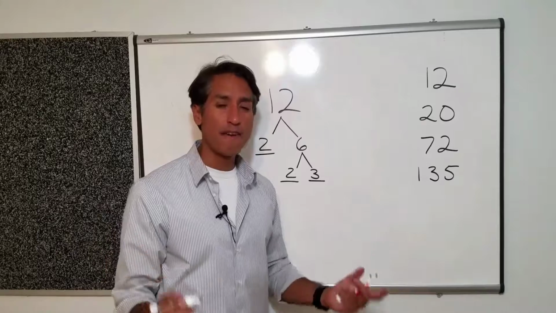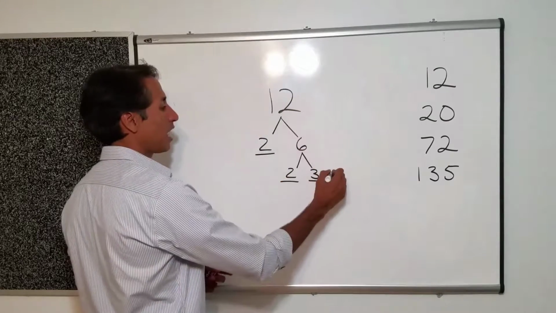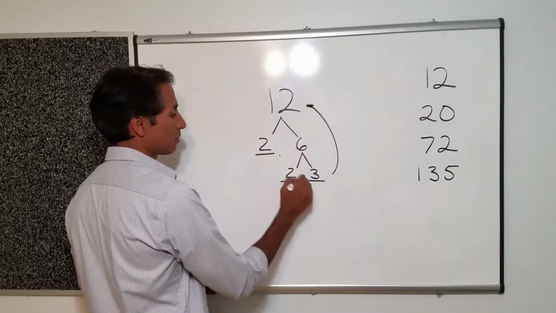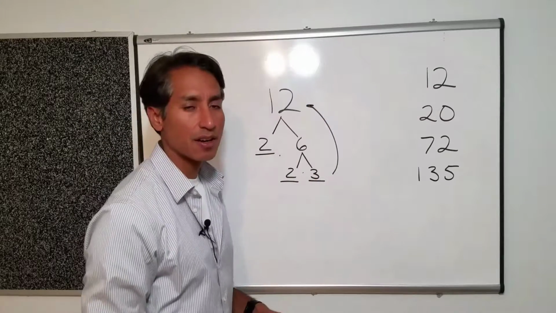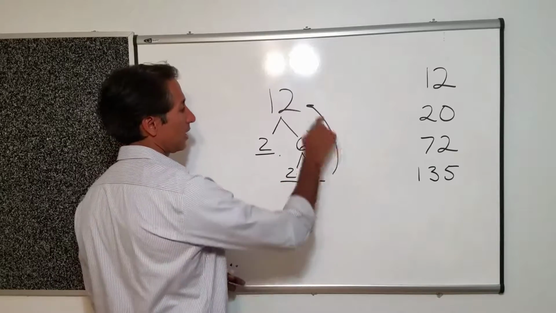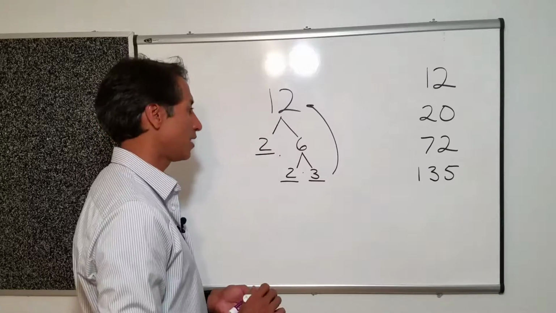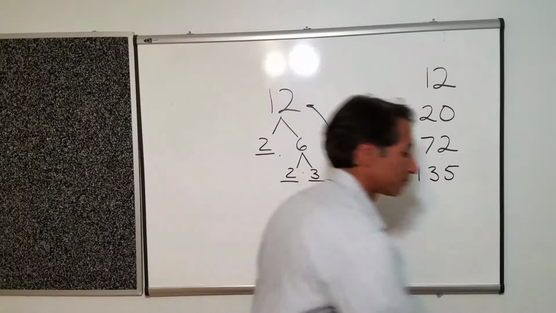And because they're factors, that means that in order to get back up to this top number here, you can just multiply all these guys together. And it should work out. 2 times 2 is 4, 4 times 3 is 12. And so there is kind of a little way that you can check your work.